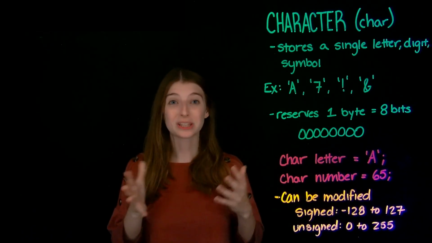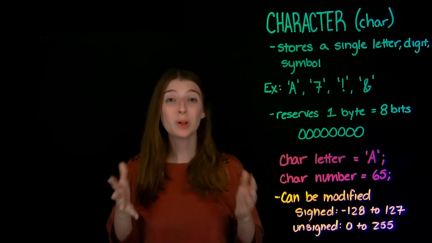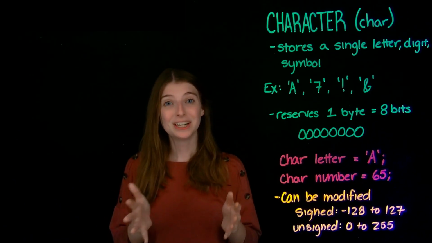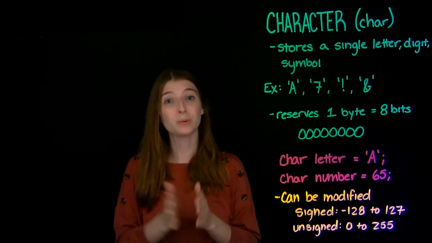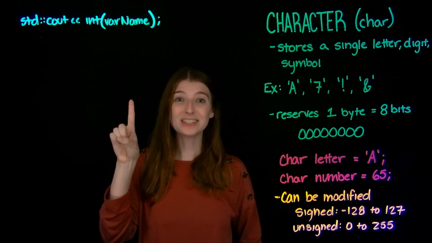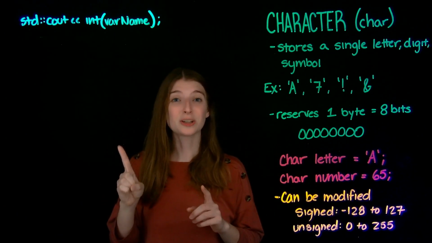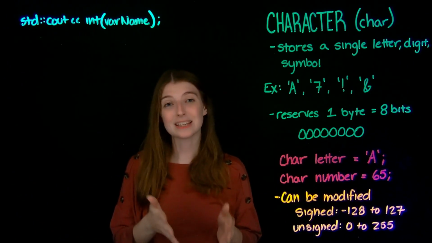Now, whether you store the character or the ASCII value, it will always print out the character. It won't print out the ASCII value unless you explicitly convert the variable into an integer, like this, int(variable name). This tells the computer to treat it like a number instead of a character.